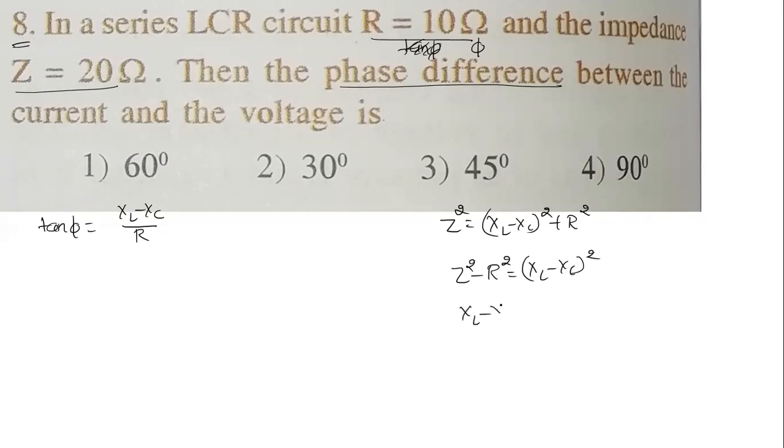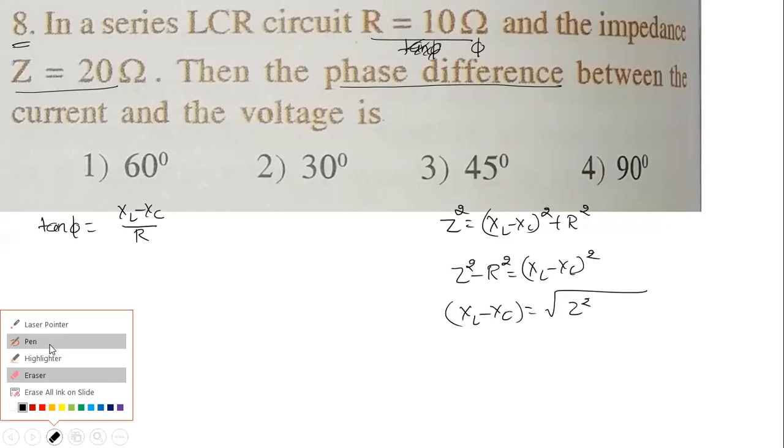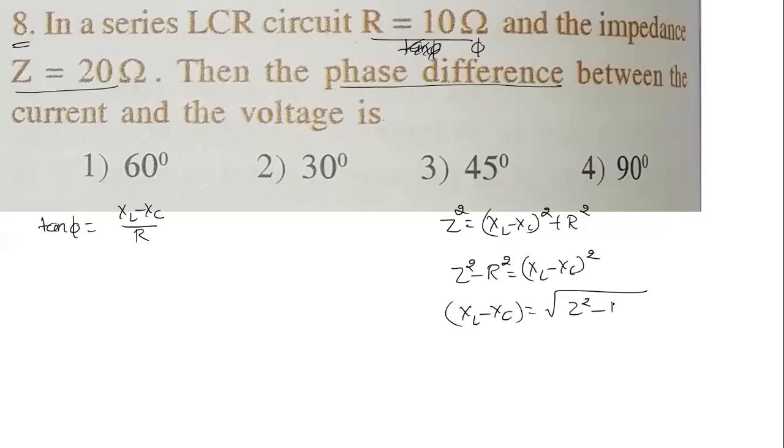So then what do we get, students? XL minus XC is equal to square root of Z square minus R square. Insert the values. Z square, 20 square, is how much? It is 400, minus R square, 10 square, which is 100. It becomes root of 300, which means 10 root 3.